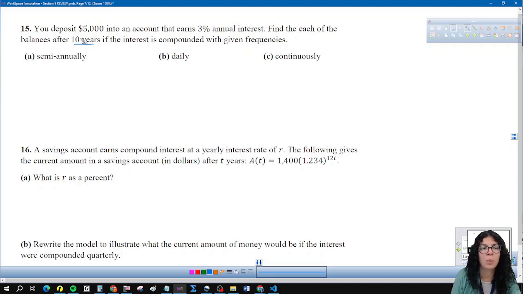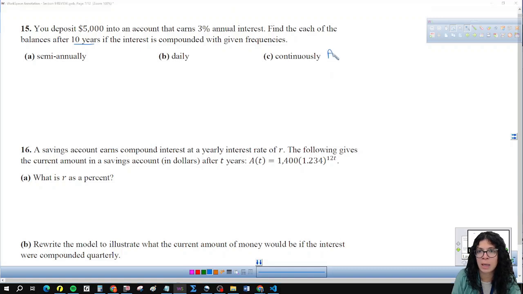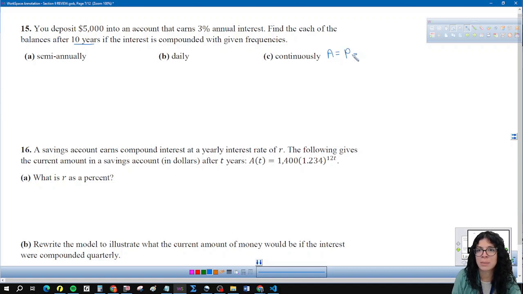Okay, so whenever we are compounding continuously, the formula that we're going to use is A equals P times e to the power of RT. If we're compounding a certain amount of times, we're going to be using the formula A equals P times (1 plus R over N) to the power of NT. So this formula applies not only for part A, but also for part B. Anytime that you are compounding a certain number of times, this is the formula that you use.